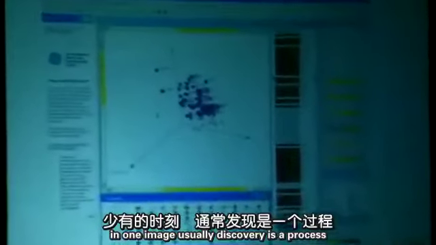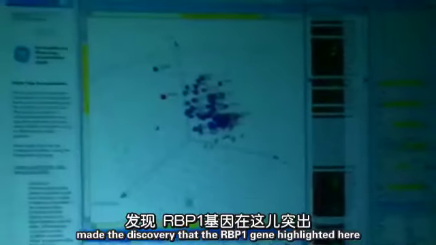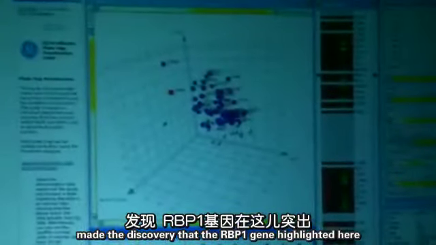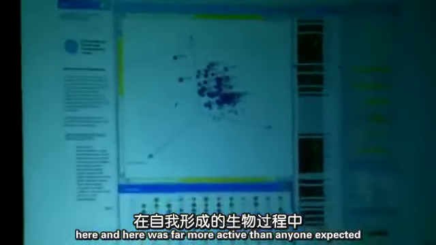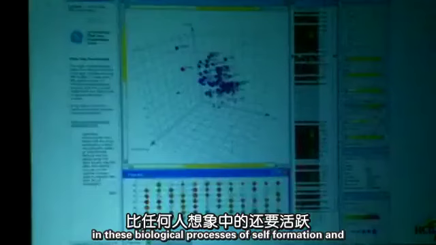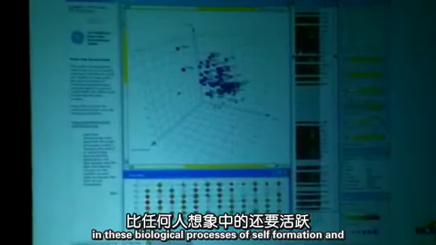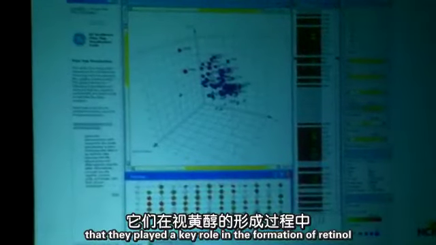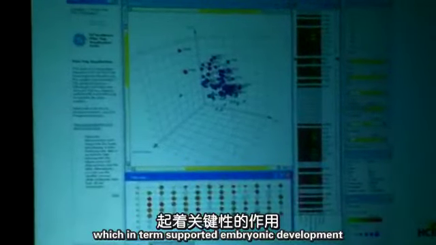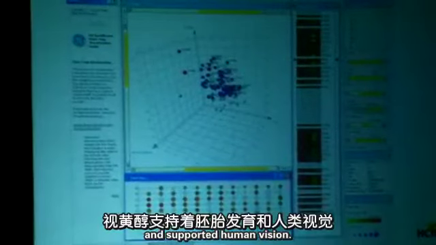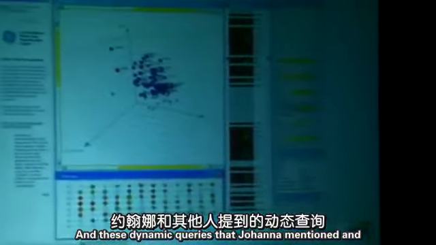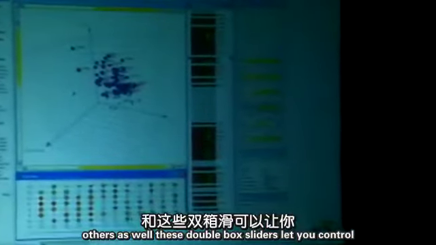Usually discoveries are a process, but here Nick Thomas of GE Healthcare in England made the discovery that the RBP1 gene, highlighted here and here, was far more active than anyone expected in these biological processes of cell formation, and that it played a key role in the formation of retinol, which in turn supported embryonic development and supported human vision.